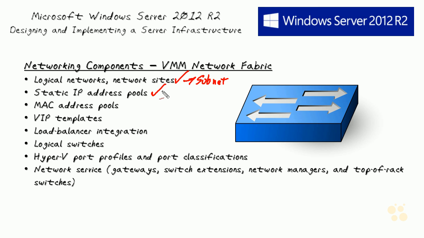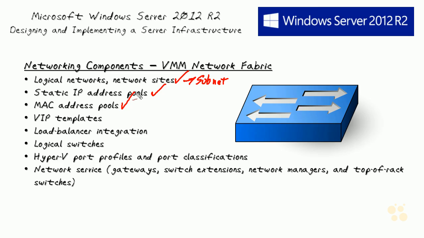Static IP address pools, just like it sounds. You can add static IP addresses, pool those, and assign them. Now, when you do that, you're going to pretty much be running this with static MAC addresses to the virtual network devices, because remember, these are virtual. You don't really have a physical card with a physical MAC address, and so you have static MAC address pools that you can use.